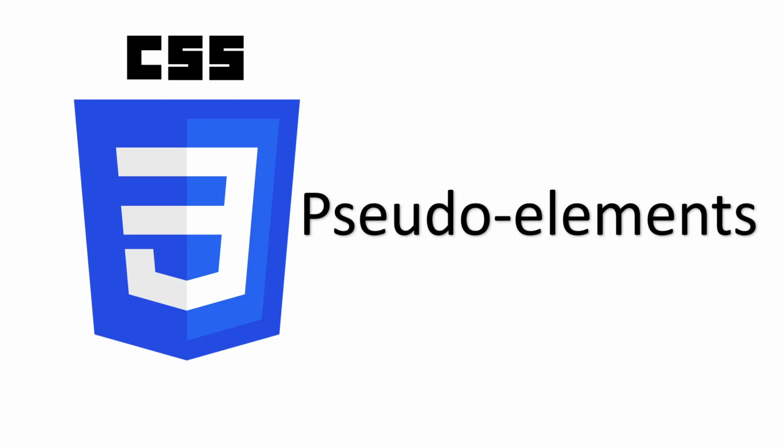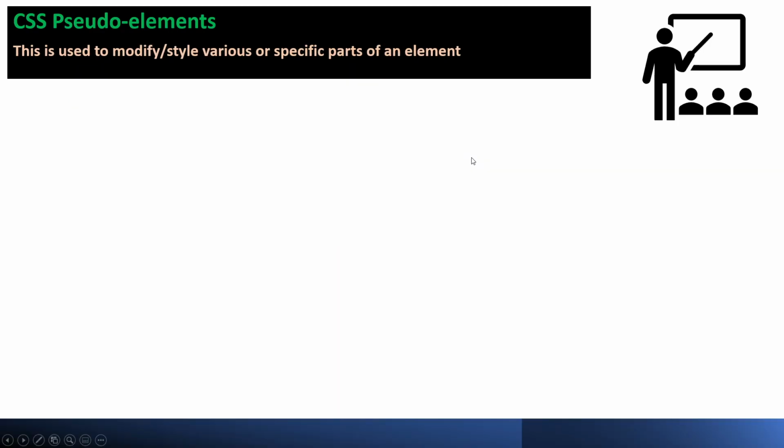This is a follow up to the pseudo-class lesson that we took. And so if you have taken that class, this class should be a cakewalk for you. So what is a pseudo-element? A pseudo-element is used to style specific parts of an element. And so if you want to make some modifications or styling to specific parts of an element, then a pseudo-element is the way to do it.